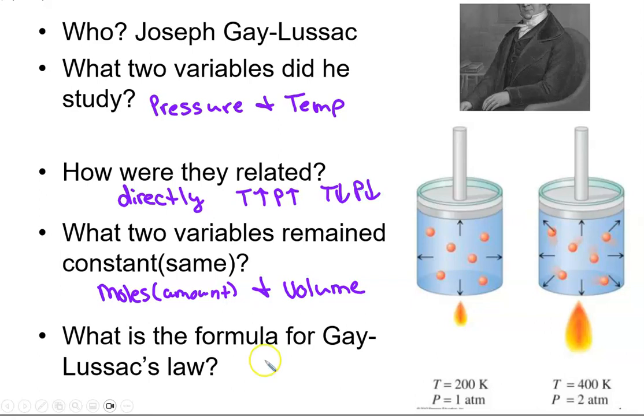All right, so let's just look at the formula then. If it's pressure and temperature and it's a direct proportion, anytime it's a direct proportion, it's going to be a fraction, and P is on top and T is on bottom. Just like in the combined gas law, we're just taking out the part of the combined gas law we don't need.